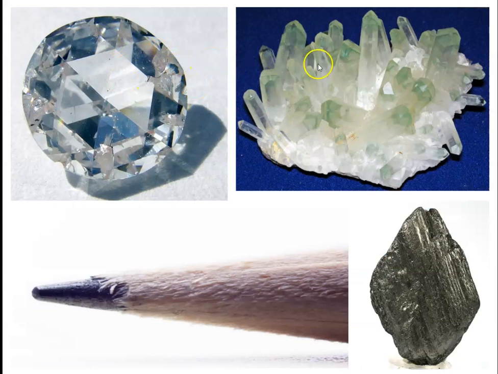Here are some examples of covalent network solids like we talked about: diamond, silicon dioxide or quartz, and then the graphite in your pencil lead. This one again is bonded into flat sheets, which can be scraped off when you're writing on a piece of paper.